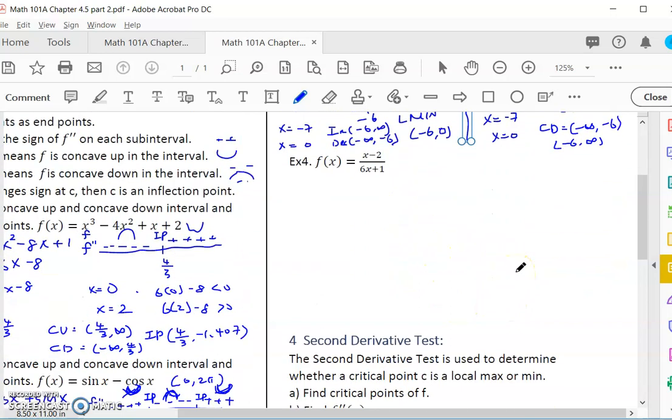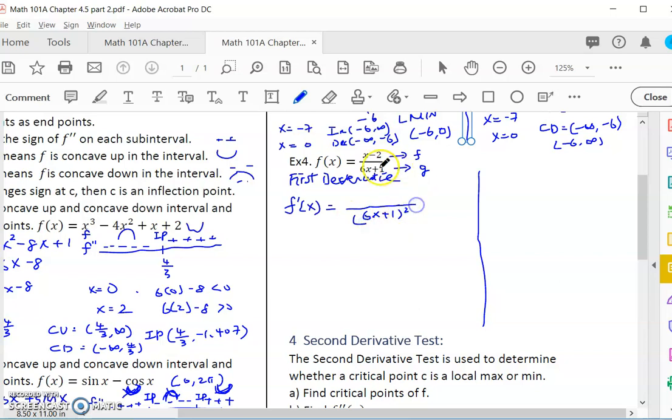The second question, let's finish it. So again, put in the middle, first derivative test is for increasing, decreasing, and local extrema. So f prime of x, it's a fraction with f and g, right? F and g. So f prime is 1 times 6x plus 1 squared.